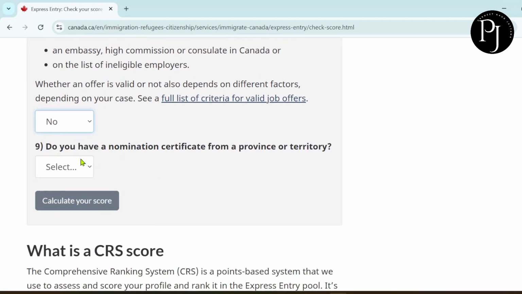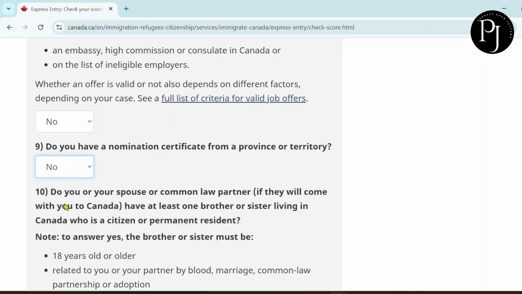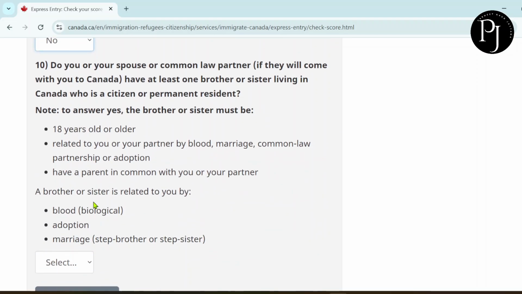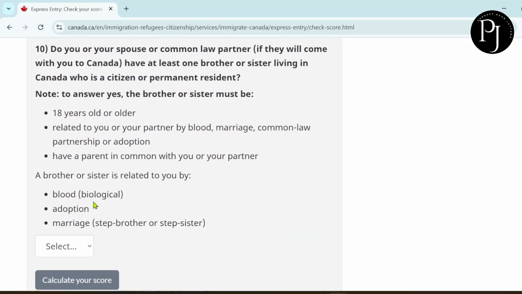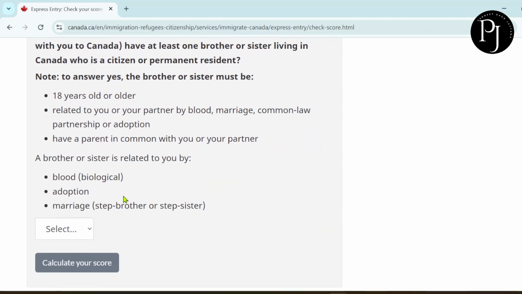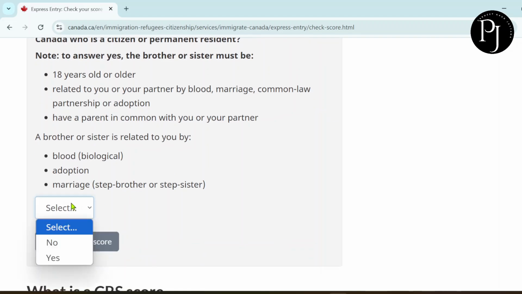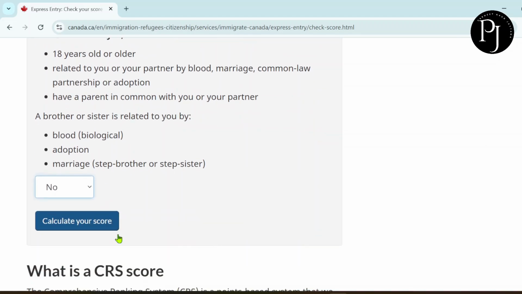Do you have a nomination certificate? If you have a nominee from a province or territory, then say yes. In my case, it's no again. Do you or your spouse or common law partner have at least one brother or sister? If any sibling is a permanent resident or a Canadian citizen, then say yes. In my case, it's no.